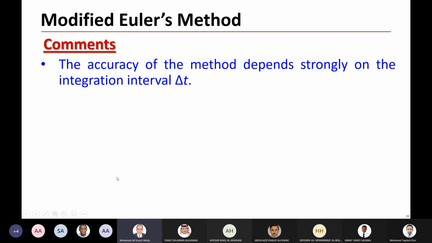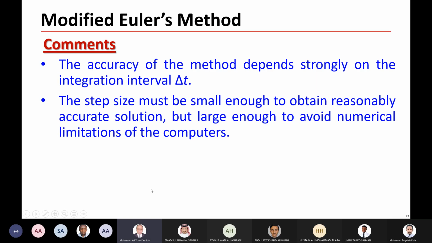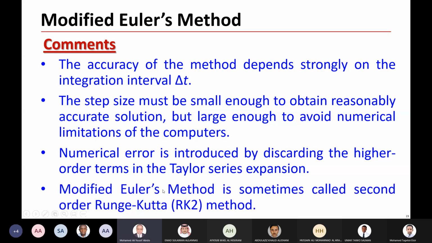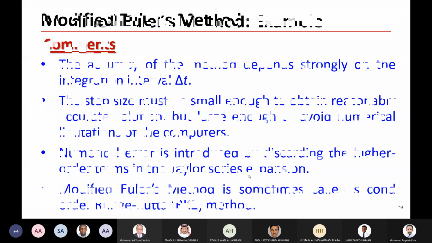So the accuracy of the method depends strongly on the integration interval. Again, the step size must be small enough to obtain a reasonably accurate solution, but large enough to avoid numerical limitations of the computers. Numerical error is introduced by discarding the higher order terms, of course, and this is again the Euler method. We neglect all the higher order terms of the Taylor series expansion. So this is some kind of approximation. Modified Euler method is sometimes called second order Runge-Kutta method.